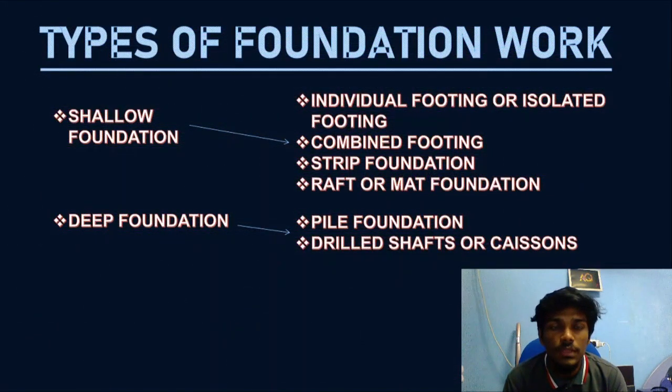Type of foundation work. There are two types of foundation work. The first one is shallow foundation, and the second one is deep foundation. For the first type, shallow foundation, there are 4 points. The first point is individual footing or isolated footing. The second one is combined footing, the third one is strip foundation, and the fourth is raft or mat foundation. For the second type, the deep foundation, there are 2 points. The first point is pile foundation, and the second one is drilled shaft or cast in situ.